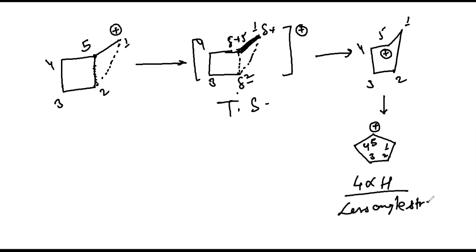angle strain, isn't it? Will angle strain increase or decrease? If we compare it with the 4-member ring, is angle strain increased or decreased? Angle strain is decreased, sir. We have already discussed that 4-member has more angle strain compared to 5-member. So this is the most stable carbocation here, isn't it? I hope it is clear.